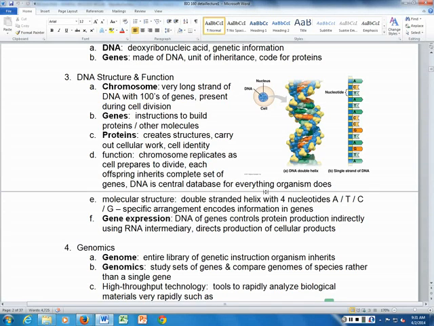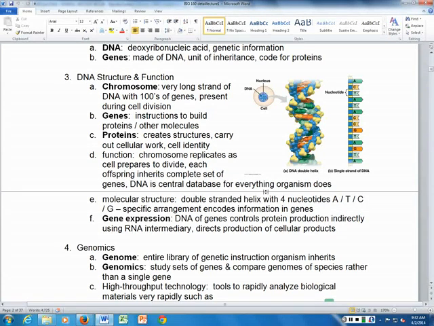The proteins are going to be what actually create the structures and help to carry out cellular work, give the cell identity. So the majority of your structures are made up of proteins in there. Proteins are not really what your cell wants to use for energy. It is definitely used for structure. So the chromosome is going to carry then all of those instructions, and when the cell replicates, you're going to copy the chromosome in there and give it to each of the new cells so that it got instructions from its parents on what to do.